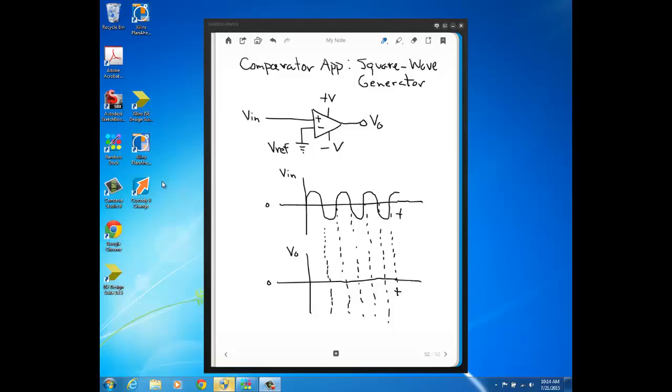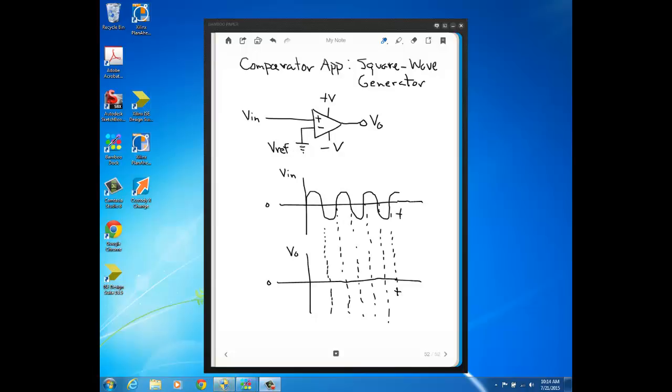In this video I talk about an application of a comparator being used to generate a square wave from a sinusoid. So here's our circuit. We're calling this voltage that's connected to the inverting input the reference voltage. Often with comparators, one input will be a fixed amount of voltage where the other input will vary, and the fixed amount of voltage input is often referred to as the reference voltage.